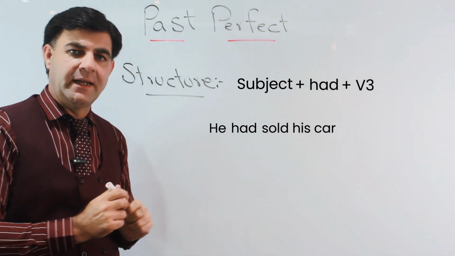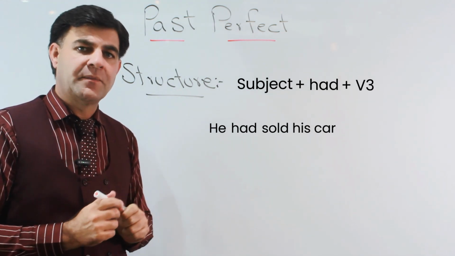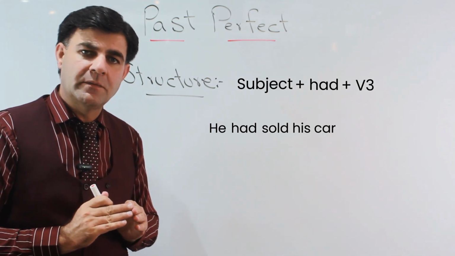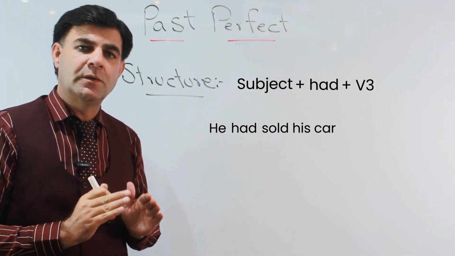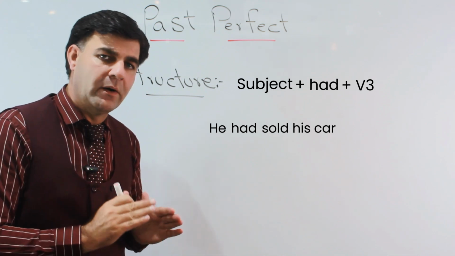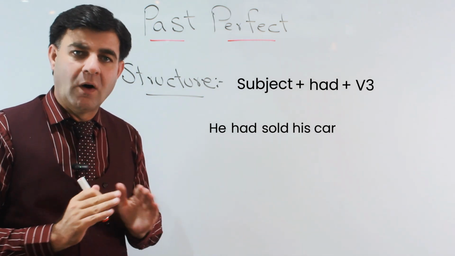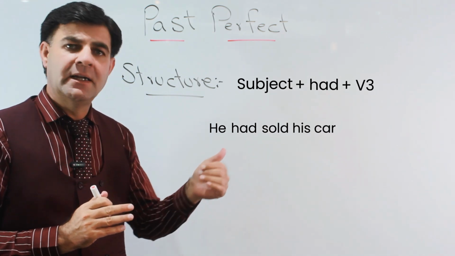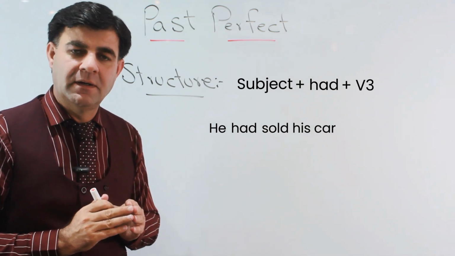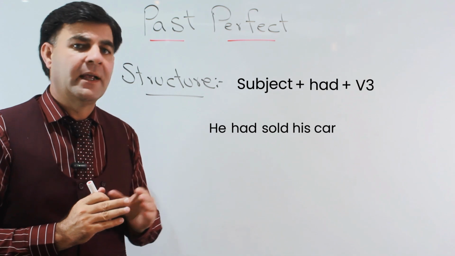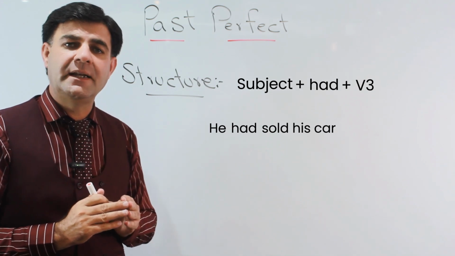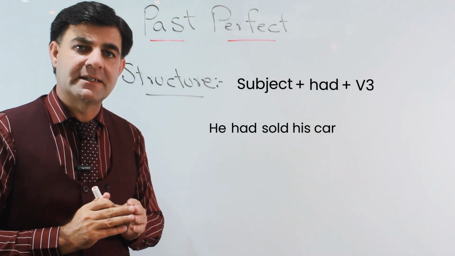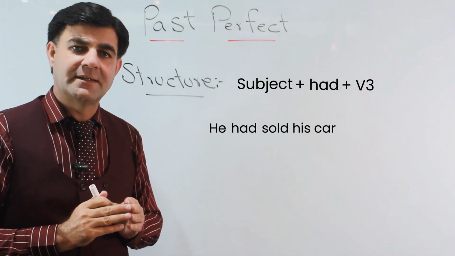So the formation is subject, he, plus had, for all nouns and pronouns. He, she, it, you, they, plural, singular. With all, you have to put had. So he had sold, past participle, third form of the verb, his car. He had sold his car. This is past perfect tense formation.